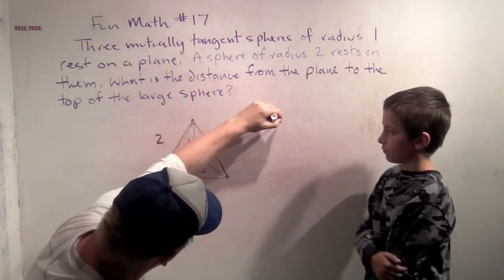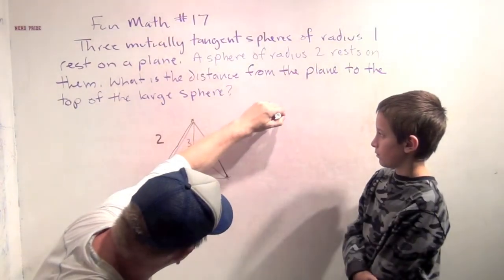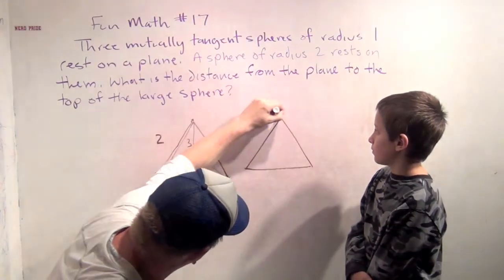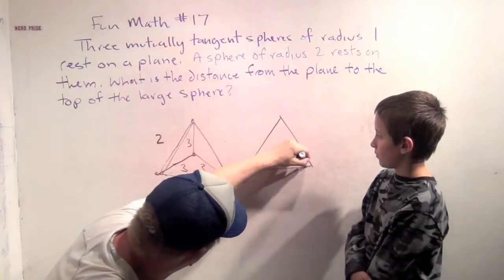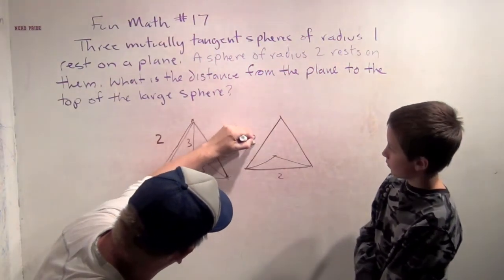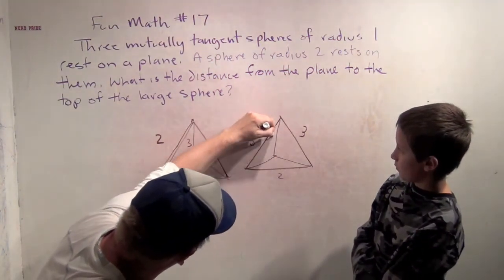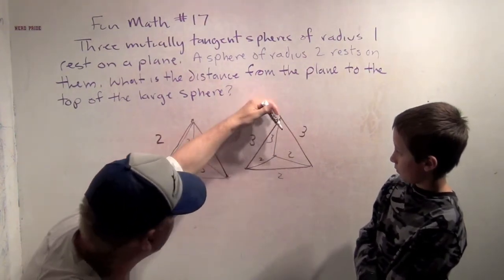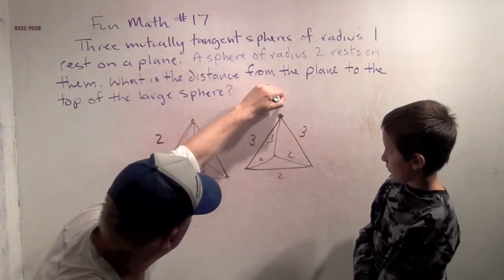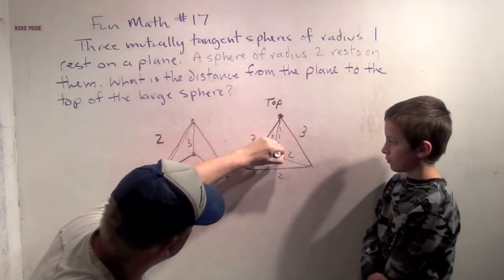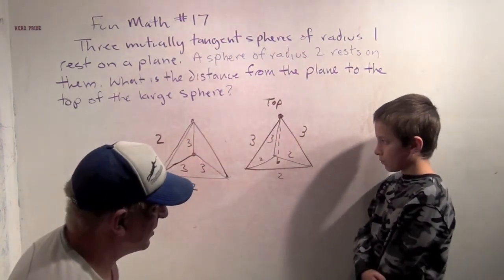So if we draw the pyramid a slightly different way, this is 2, 3, 3, 3, 2, 2. So now we're looking, this is the top. And I drop something down to the middle here. That's the height we're trying to figure out.